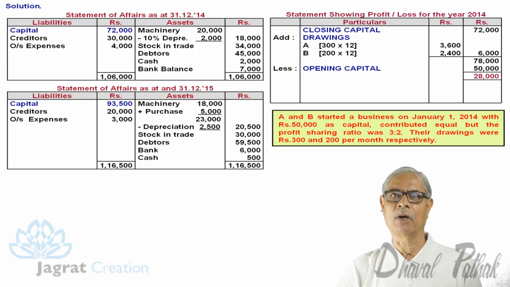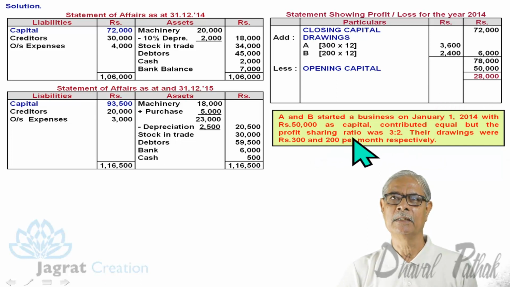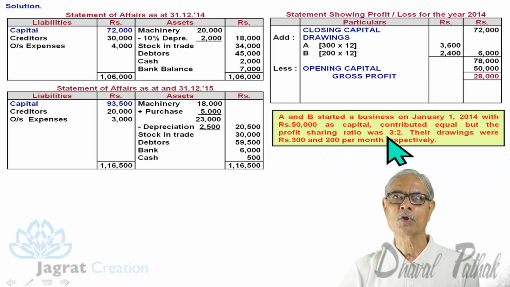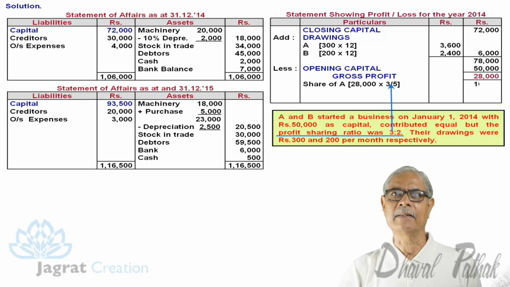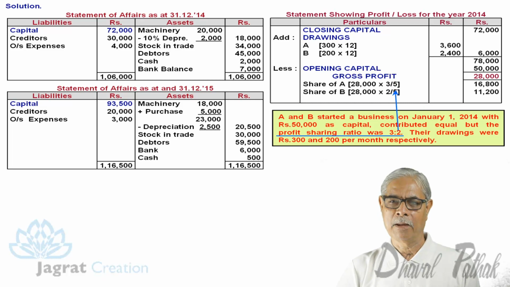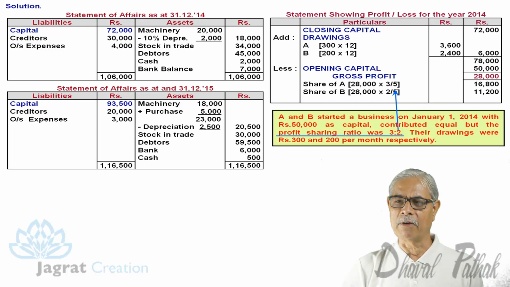So here I get the profit. They are sharing profits and losses in the ratio of what? 3:2. So this profit of 28,000 will be distributed in the ratio of 3:2. 28,000 into 3 by 5 is the share of A, and 28,000 into 2 by 5 is the share of B, 11,200. This is how profit is distributed.